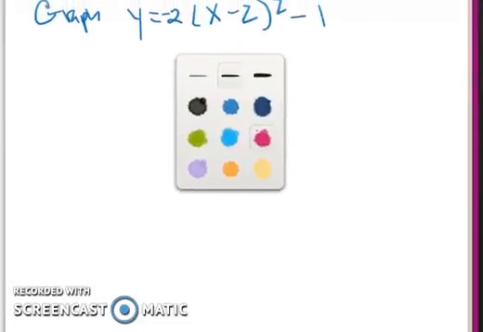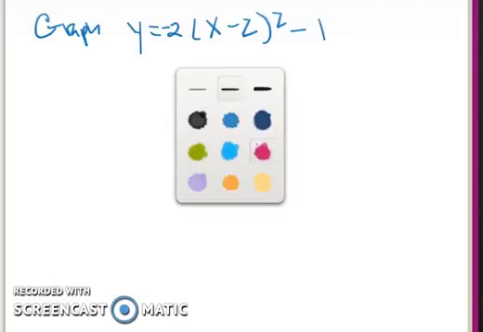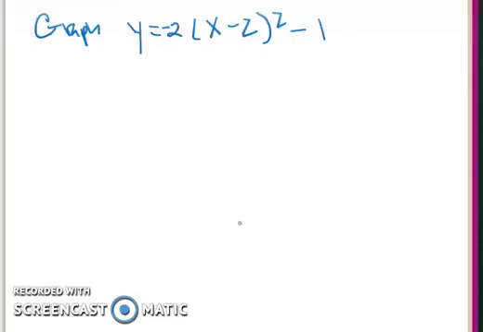Alright, last problem. This one's a little bit easier. I'm going to keep the pink color. Now, when we're doing these, we just want to first find what the vertex is. Remember, it's in vertex form. So we take the opposite of this, that's going to be 2, and we take exactly that, -1. So there's my vertex.